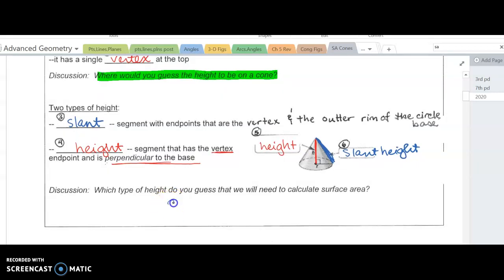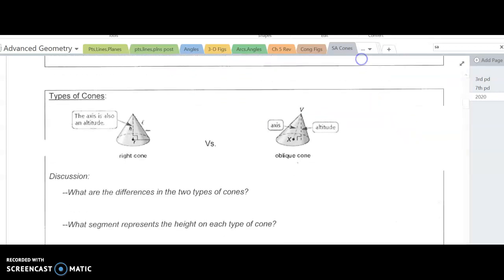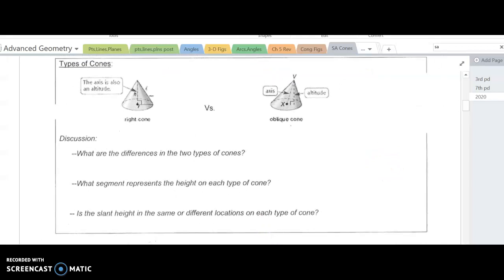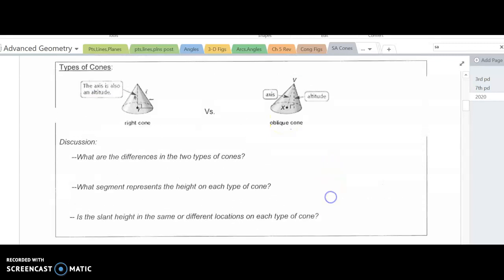Okay, so which one would you guess that we would need for surface area? Well, I hope you're thinking that we would need the slant height because that's the one that is on the surface of the outside of the cone. So just like we've seen before with other shapes, there's two types of cones. You have right cones, and then you have the slanty one, the oblique cones. And so the difference is one is slanty and one is straight up, right?